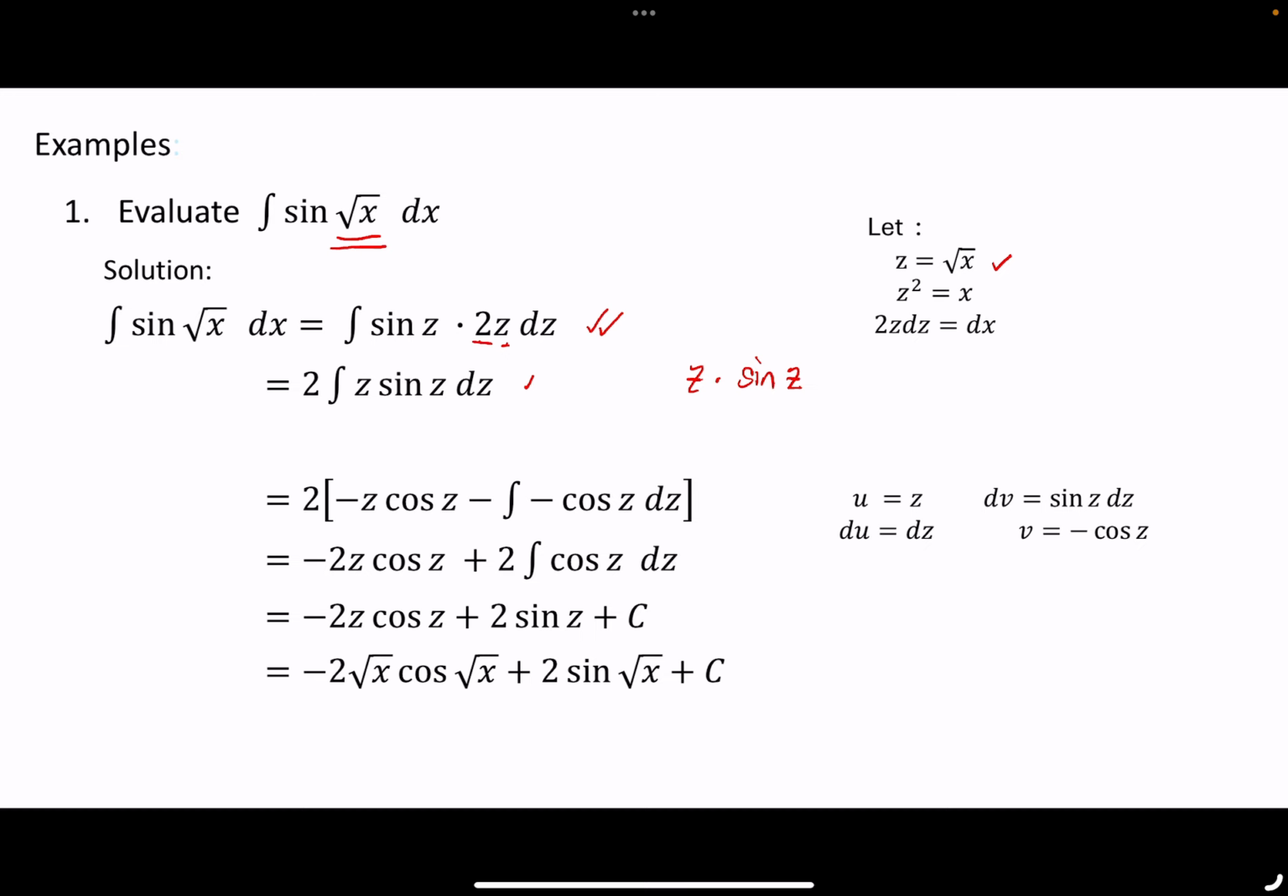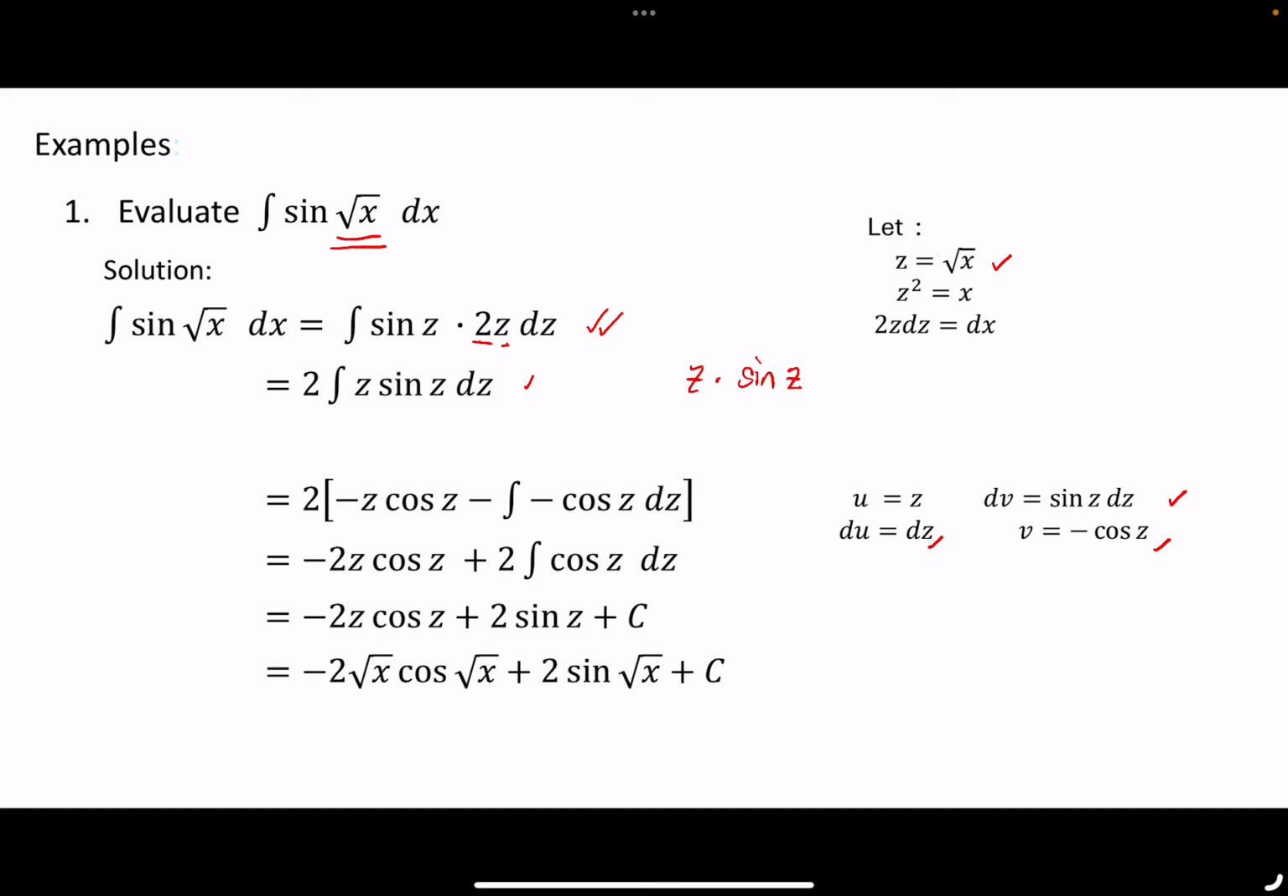So in LIATE, L-I-A-T-E, we prioritize logarithmic, followed by inverse, and then algebraic. So the algebraic term z would be your u, and the remaining terms sine z dz would be your dv. So your u dv is z sine z dz. And with that, we take the differential of u, which is dz, and we take the integral of dv, which is negative cosine z.